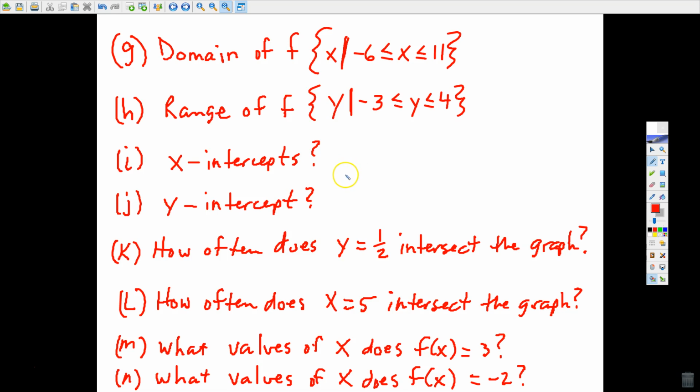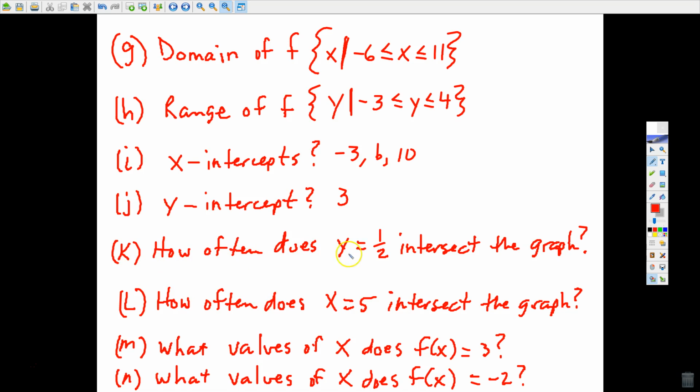All right. X-intercepts, we basically already answered this when we answered part E, for what values of x is f of x 0, and that's just another way of saying the x-intercept. So we'll go ahead and list them again: -3, 6, and 10. There is a y-intercept. It's at the point 0, 3. So we can just say 3.